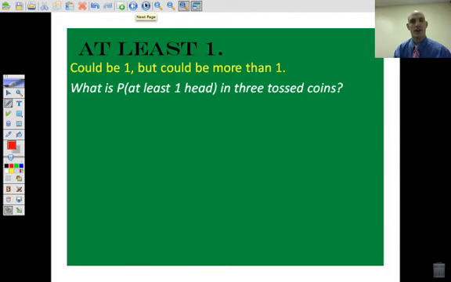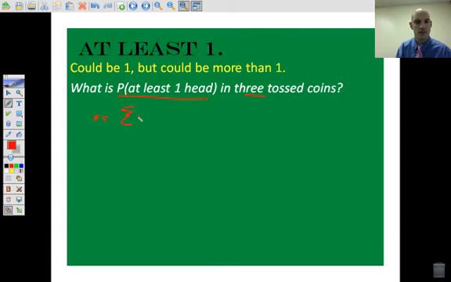That brings us to the topic of at least one. At least one is saying we don't have none, because we could have 1, we could have 2, we could have 3, and depending on the event, we could have 4, 5, 6. It's everything else except none. And so the probability of flipping at least one head in 3 tossed coins is going to look like this. Let's look at the sample space.